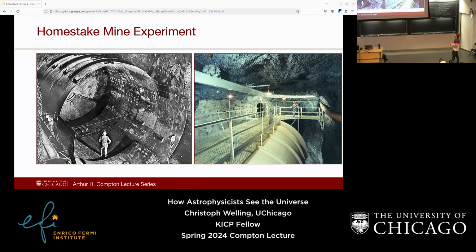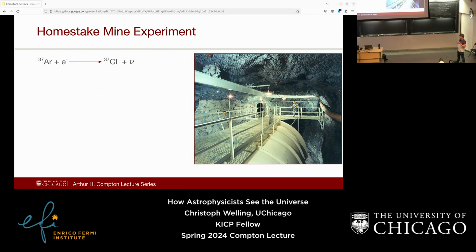So the first attempt to detect these solar neutrinos was something called the Homestake mine experiment that was in an abandoned mine shaft in, I think, North Dakota, one of the Dakotas. South? Okay, thanks. And they basically built this giant tank here. So here's a guy standing. This is a picture from later. And they filled it with what's essentially cleaning fluid, because there's a certain reaction that can happen.